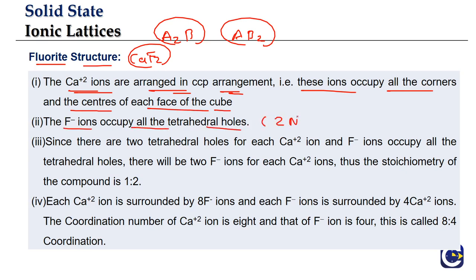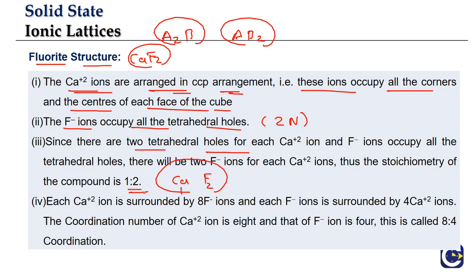Remember the number of tetrahedral voids will be what? 2n. So the ratio is going to be what? Since we have 2 tetrahedral voids for every one Ca2+ ion, the stoichiometry is going to be what? Ca1F2. So the formula will be CaF2.